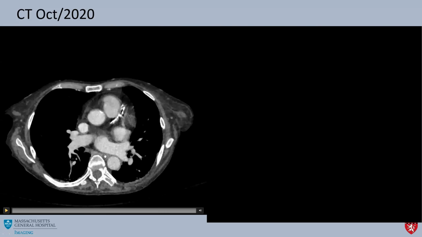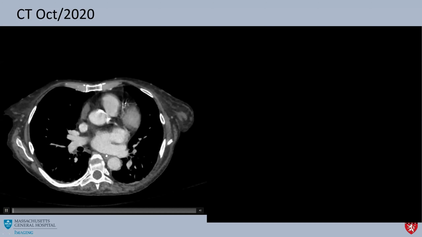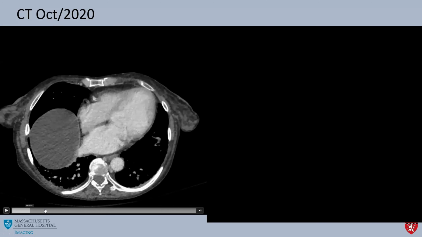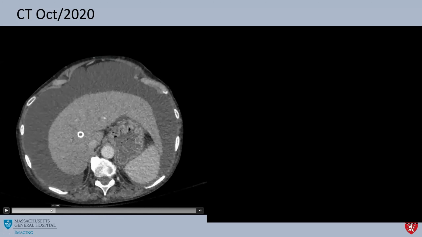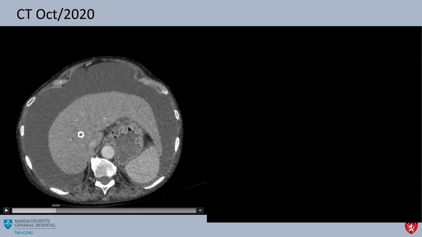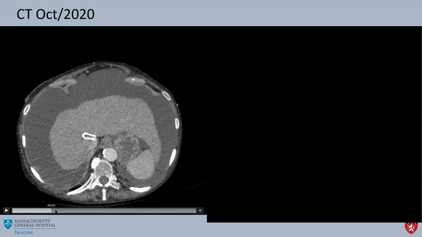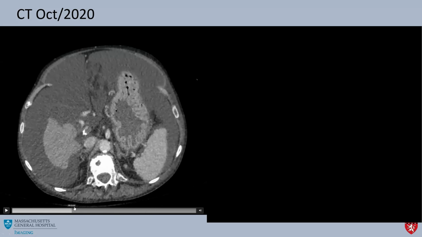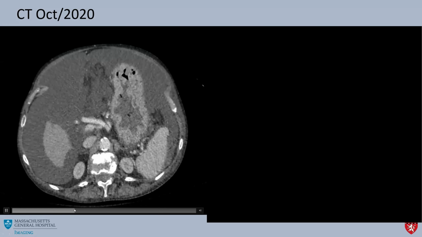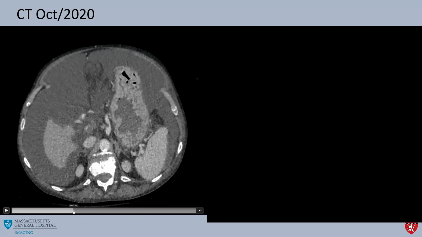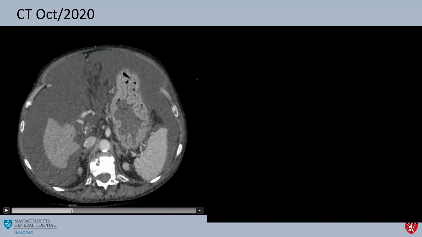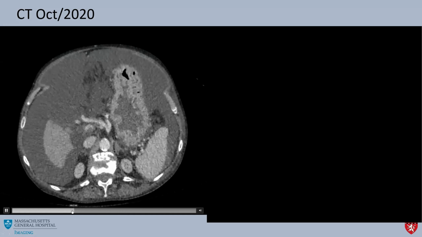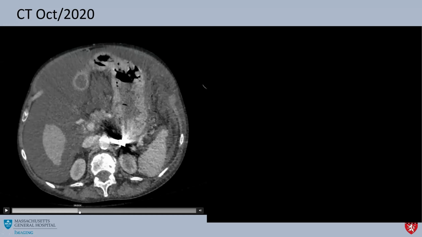So this was the CT done when the patient came to us. Let me just scroll down to the important part. As you can see, there's large volume ascites. You can take a look at the TIPS stent here. It's not opacified by contrast, and you can see sort of a filling defect here. So the TIPS is basically occluded with a thrombus extending into the main portal vein.